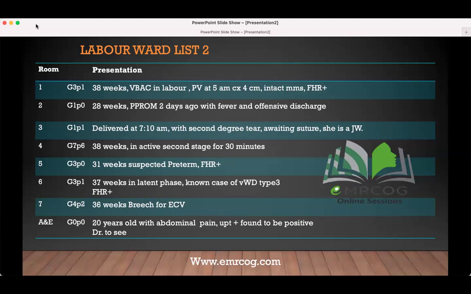In her background, she is 38 weeks, and at 5 a.m. she was 4 cm, with intact membranes and a fetal heart rate that is okay. So I want to know about her vital signs. Vitals are stable. She is stable. Is there any other risk factor in her, or age? No, I think this is what you have. Okay, so any tenderness in the scar?